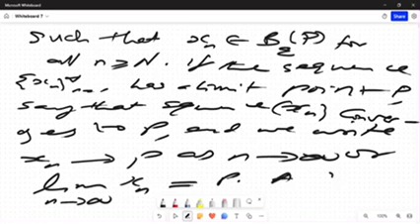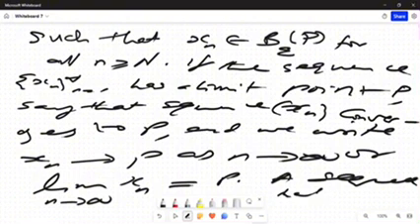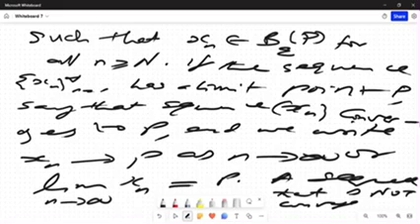Of course, a sequence that is not convergent is divergent. So a divergent sequence is a sequence that is not convergent. A sequence that is not convergent is divergent.